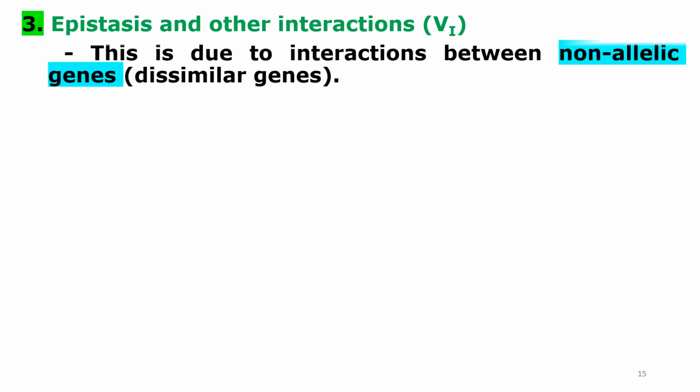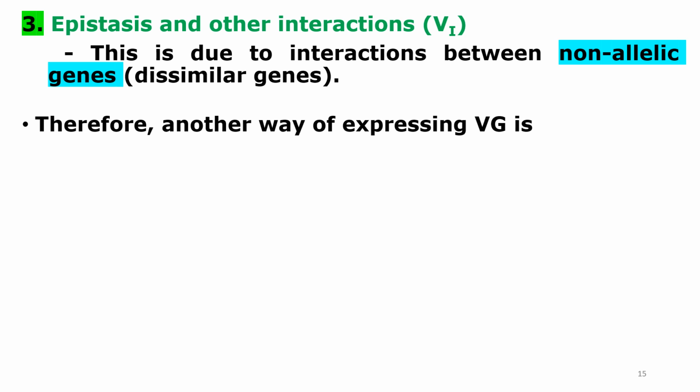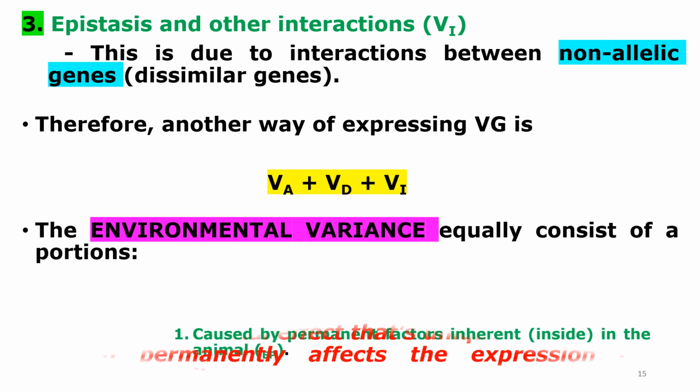The third component of the genotype is due to epistasis and other interactions, presented by VI. Now, this is due to interactions between non-allelic genes, and therefore we can express the variance due to the genotype as VA, that's the additive genetic variance, plus variance due to dominance, plus variance due to epistasis and other interaction.